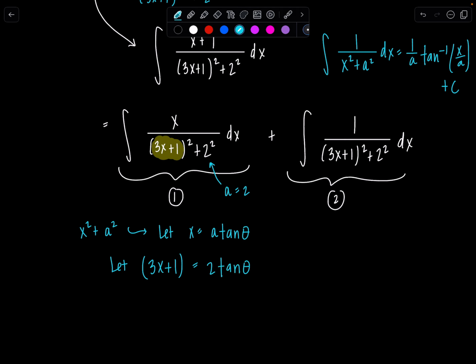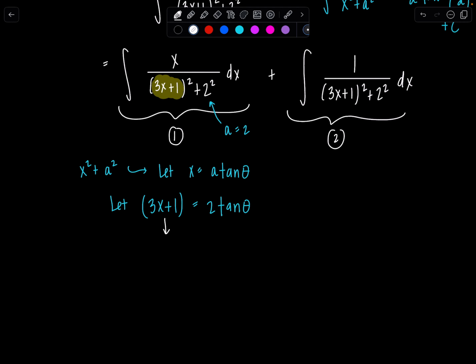Okay, that's a little funky, but it should resonate if you just marinate on it for a minute or two. So this is the variable quantity squared. So that's what I'm going to let equal a tan theta, 2 tan theta. Okay, next thing, I'm going to differentiate both sides so I can rewrite the whole integral in terms of thetas. So derivative of the left-hand side, that would be 3 dx equals derivative of the right-hand side is 2 secant squared theta d theta.